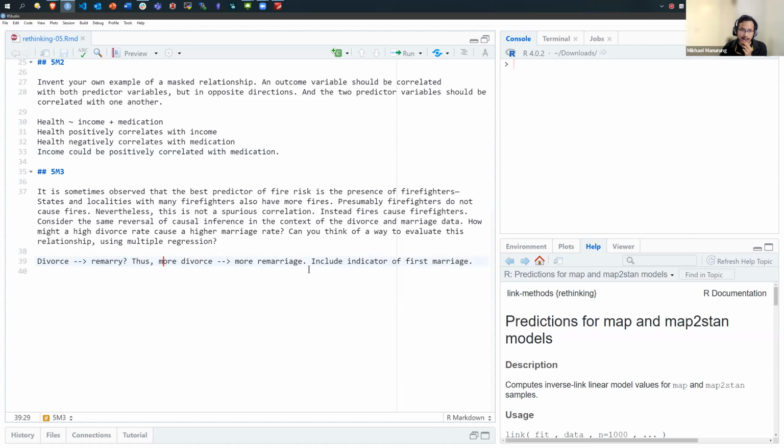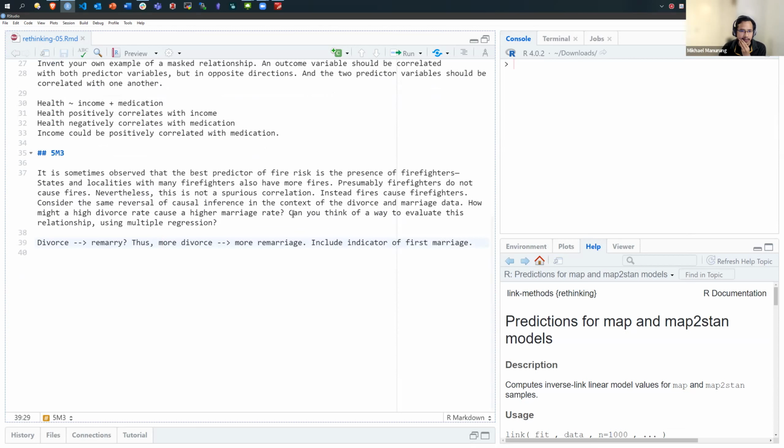But I guess one of the things that we can do when we are analyzing such data is to include an indicator variable, whether it is the first or the second marriage of a certain person, so that we can know: is the high rate of marriage really caused by remarriage, or is it simply unrelated people getting married and completely separate people getting divorced?